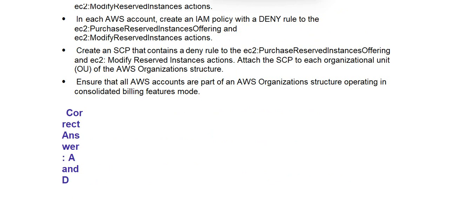Correct answer is option D. Create an SCP that contains a deny rule to the EC2 purchase reserved instances offering and EC2 modify reserved instances actions. Attach the SCP to each organizational unit (OU) of the AWS Organizations structure.